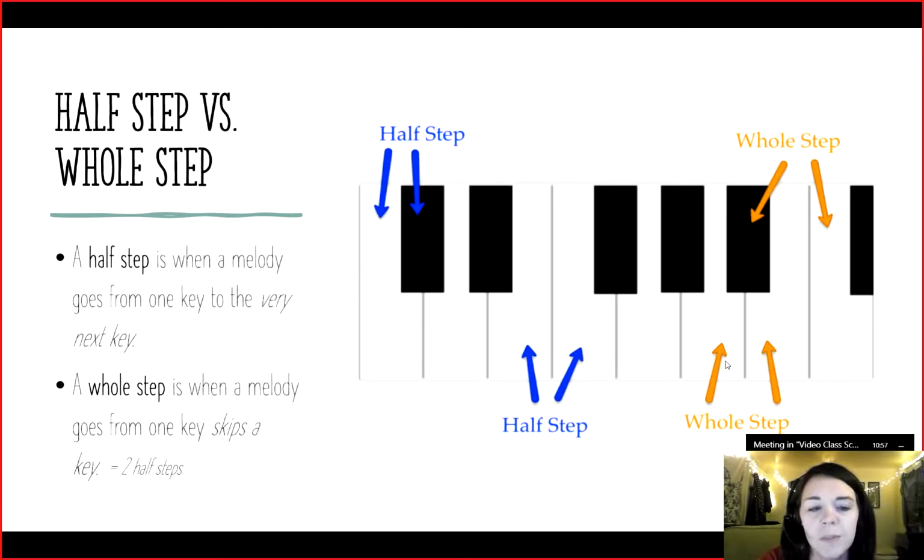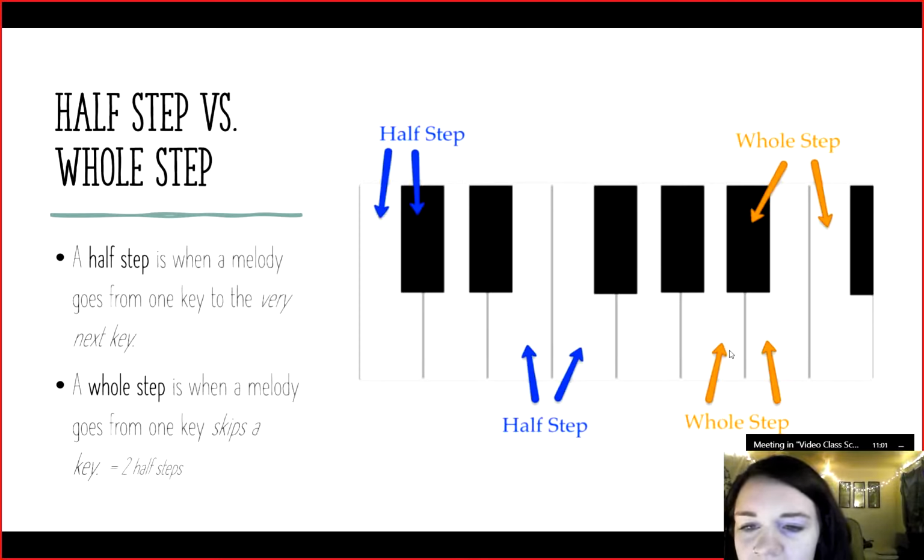A whole step is when you skip one key. So if I go from a white key to another white key with a black key in between, this is a whole step. If I go from a black key to a white key and I skip a white key in between, that's also a whole step. So you can think of a whole step as 2 half steps, 1, 2, or as skipping a key. So this one, skip a key to that one.